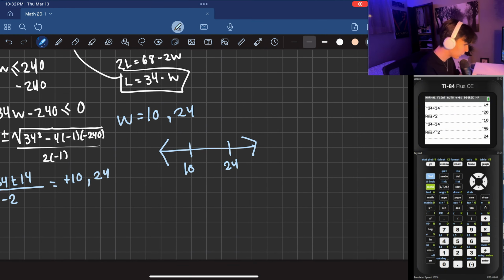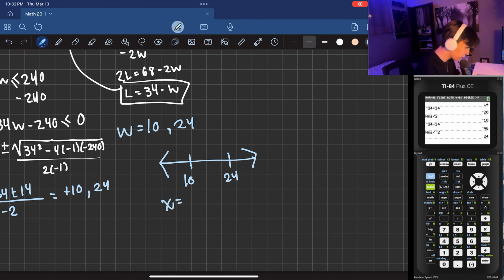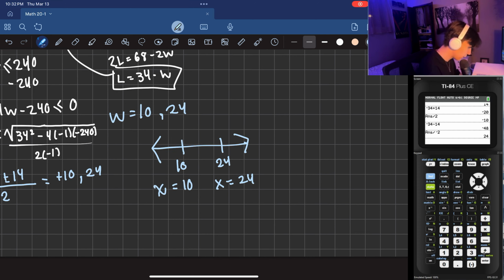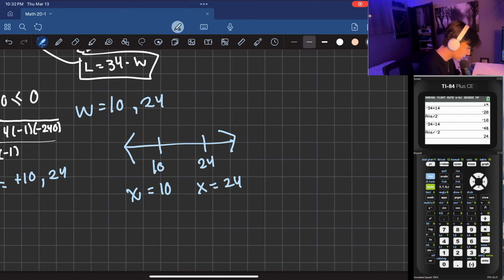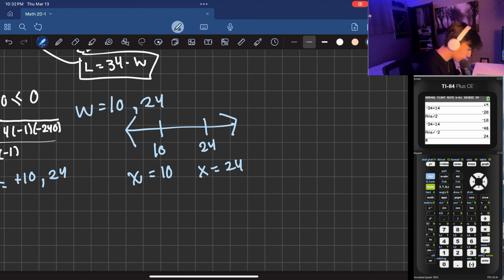So now we're going to graph our inequality out on our case analysis. So we have 10, and we have 24, right? Remember, x is equal to 10, and x is equal to 24. The way we can make this a factor so that we can do case analysis is we're just going to subtract 10 from both sides. So you just have w minus 10, w minus 24.